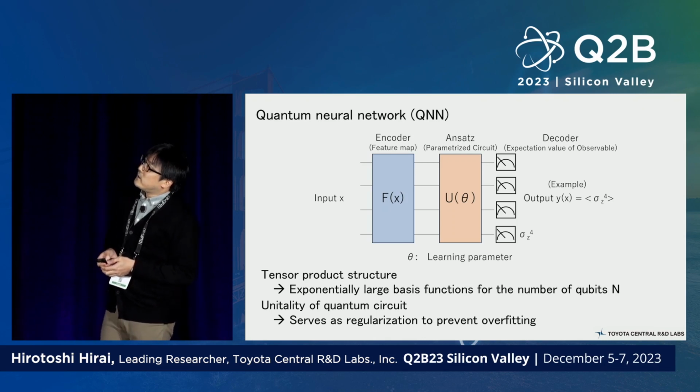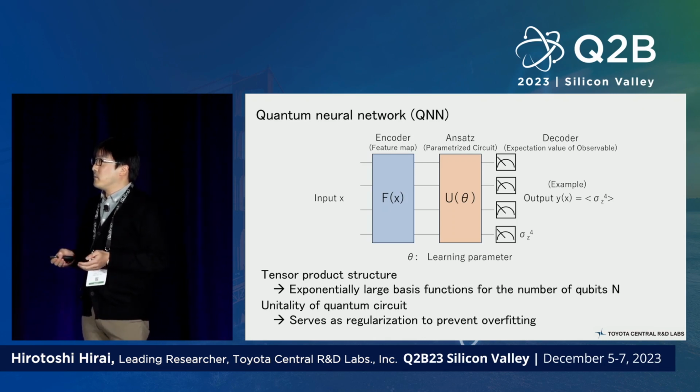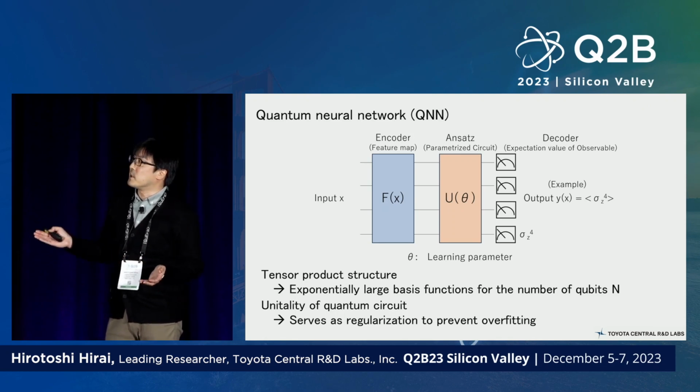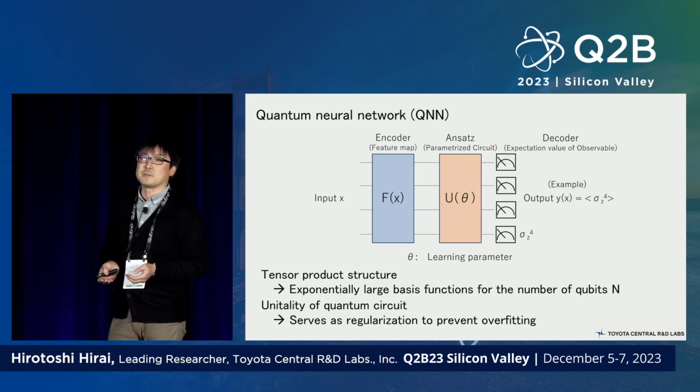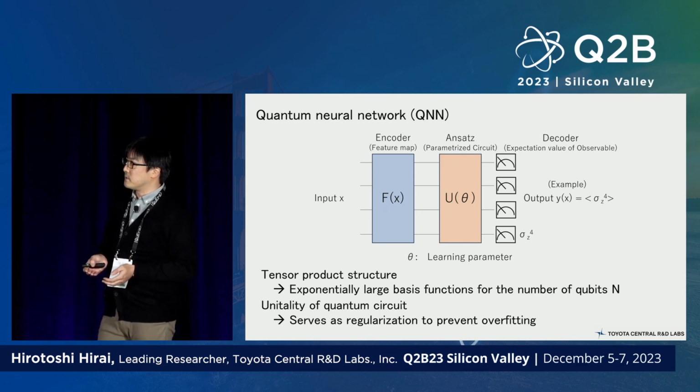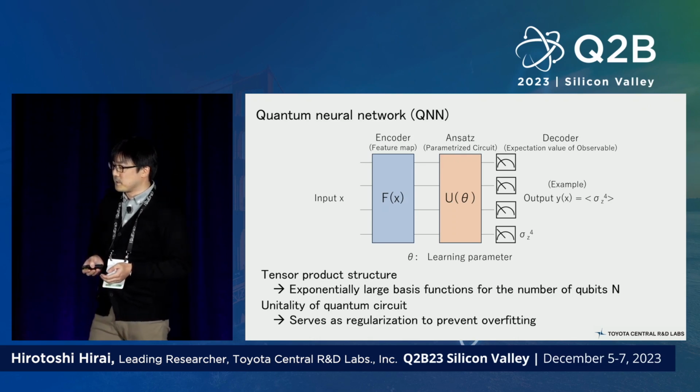QNN models have attracted much attention because the tensor product structure of quantum circuits allows us to handle exponentially large basis functions for the number of qubits, and the unitarity of quantum circuits serves as regularization to prevent overfitting.